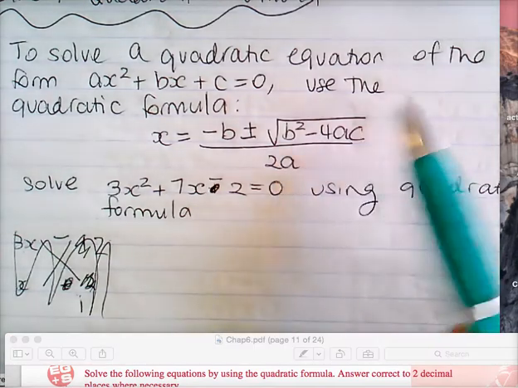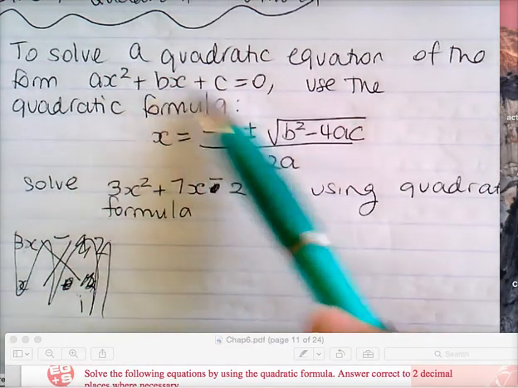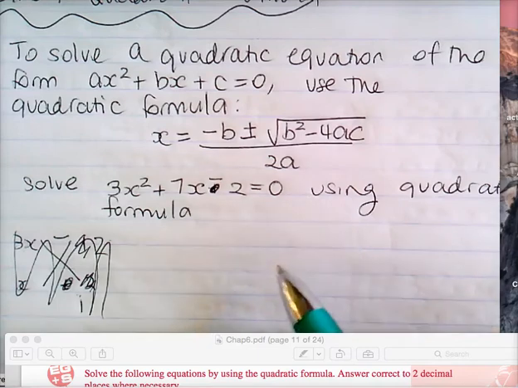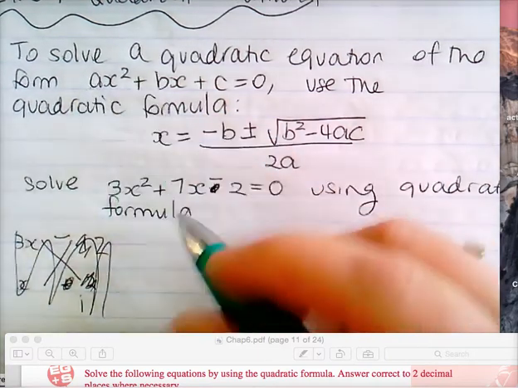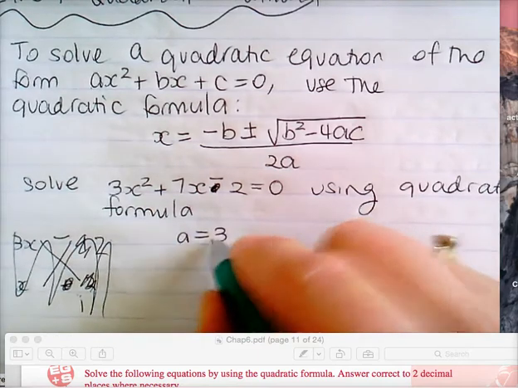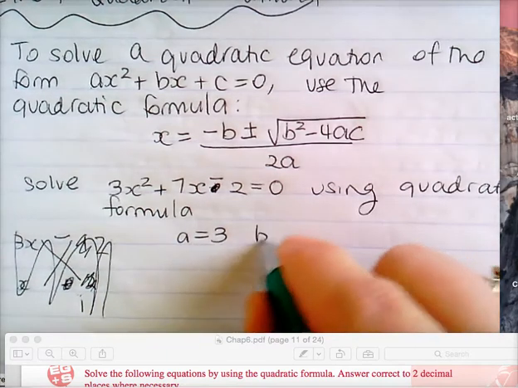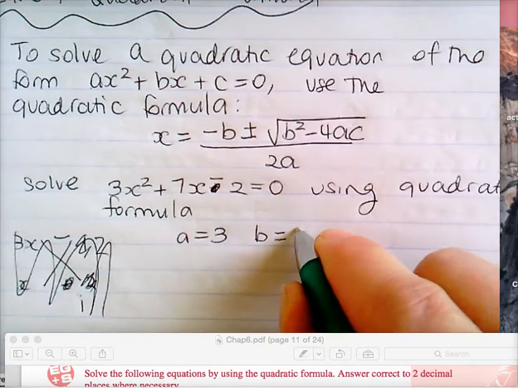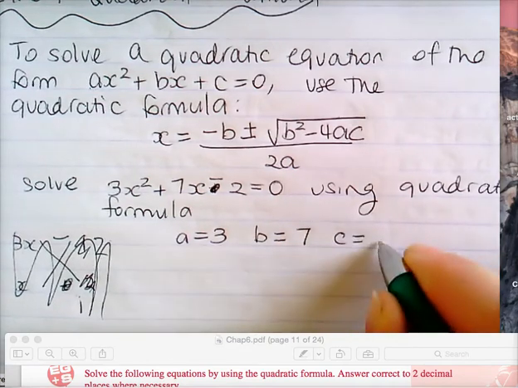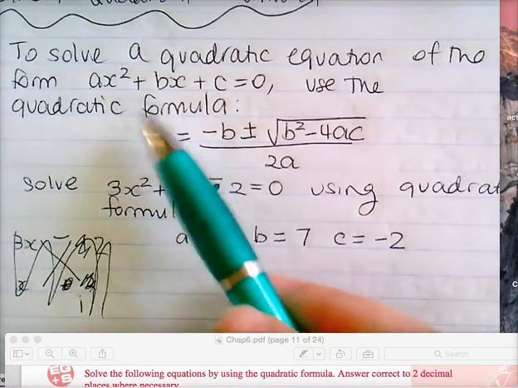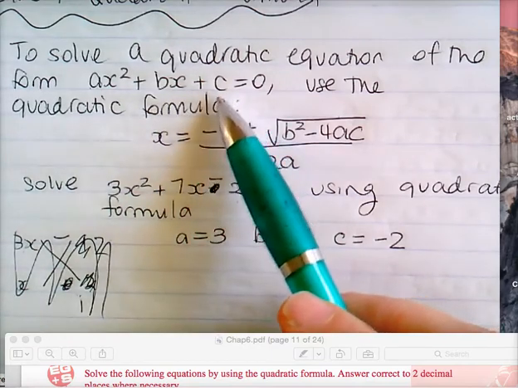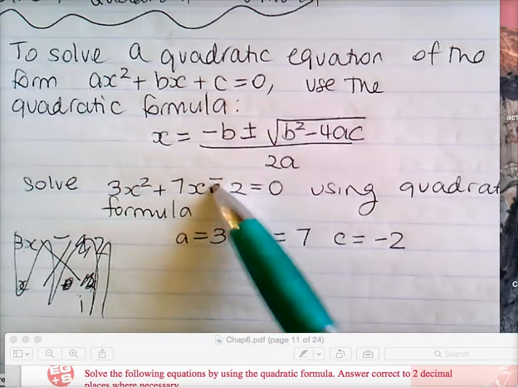So to solve a quadratic equation of the form ax squared plus bx plus c equals 0, what do you think a is, girls? A is the number in front of the x squared, which is 3. What's b? The one in front of the x, which is 7. And c is the constant. It's plus c, but I've got minus 2.